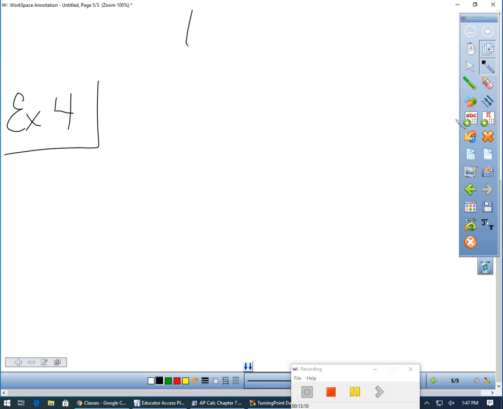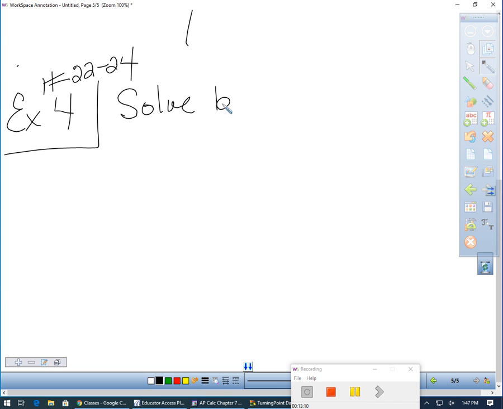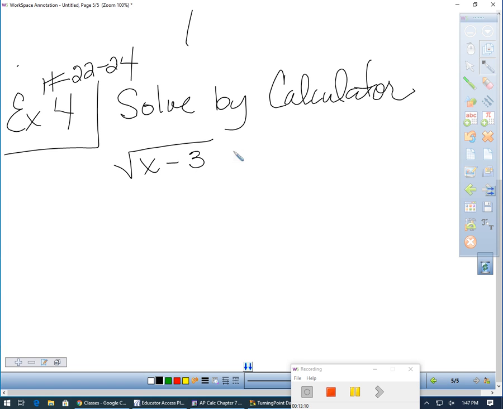Example number 4. This is numbers, let's go 22 through 24. It's going to ask you to solve by calculator. So, if you were given, let's say, the square root of x minus 3 equals 12.